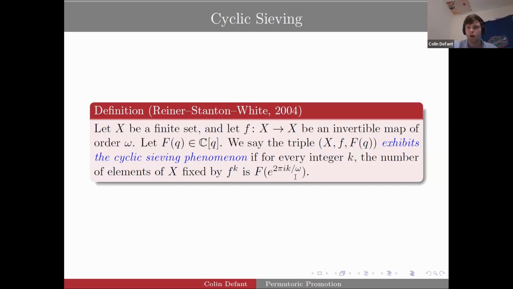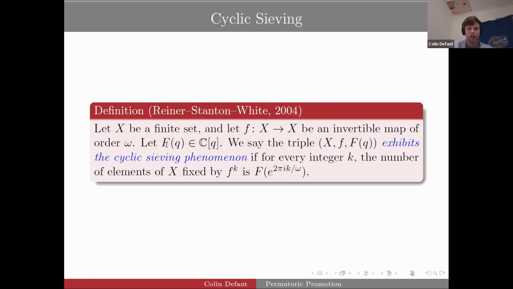So I think if this is your first time seeing the cyclic sieving phenomenon, it might seem a little bit technical and complicated, but really what it's saying is pretty simple. It's saying that you have this potentially very complicated orbit structure of this map F, but you can encode it with just this single polynomial capital F.